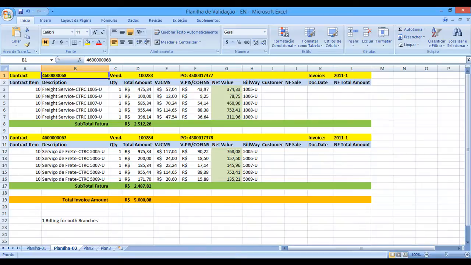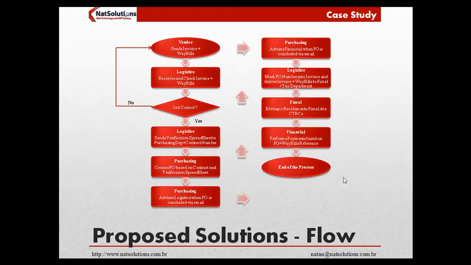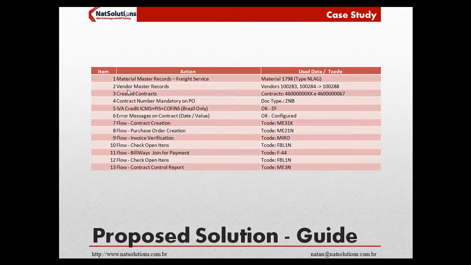Okay, guys, where we are now, what we have done so far: we have created the contract, and we have created the purchase order. The contract we create just once a year, right? I have created it right now just to show you how it works. Now we will have to perform the invoice verification.